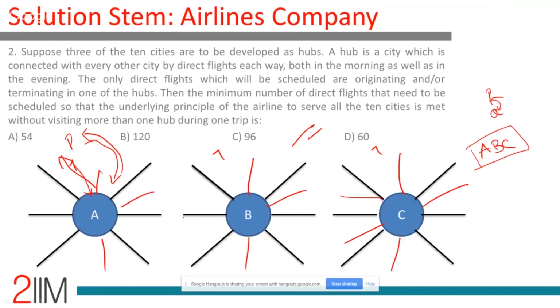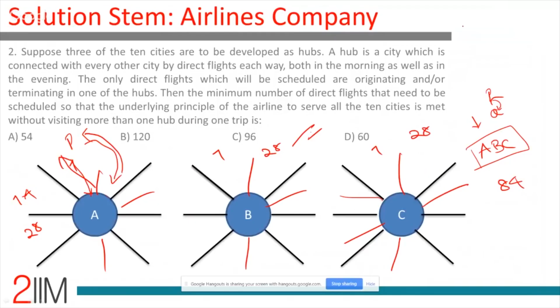So from A, forgetting about the A, B, C interconnections, we'll have 7 into 4, 28 flights. From B, there'll be 28. From C, there'll be 28. Now, we have not come to the idea of A, B, C being interconnected. That we have not touched upon at all. So that is our idea from A to all 7, B to all 7, C to all 7. 28 into 3, 84 in the bag.